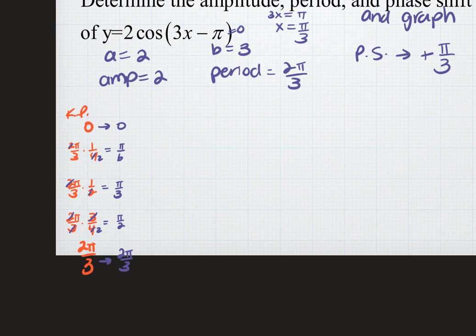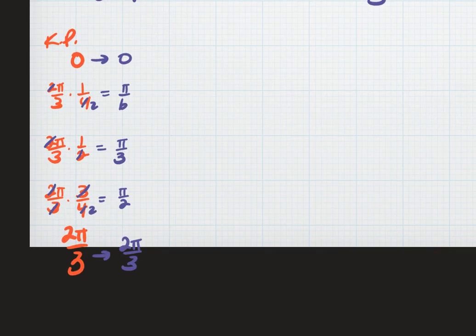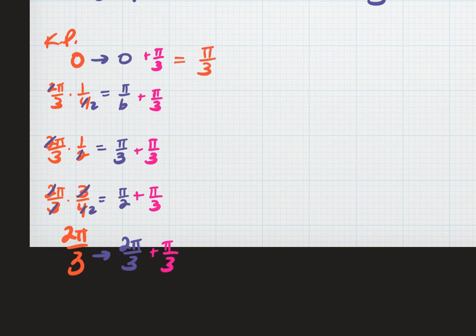So I'm going to take that positive pi over 3 and add it on to each of these. The first one should be your phase shift because you're taking it and adding it to 0. And then I get pi over 6 plus pi over 3. That becomes 2 pi over 6, so 3 pi over 6 or pi over 2.